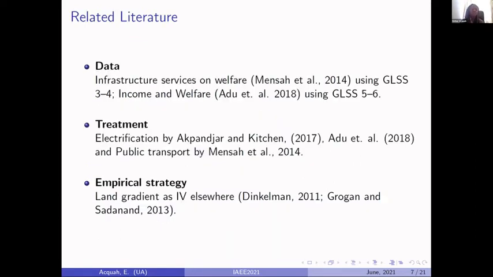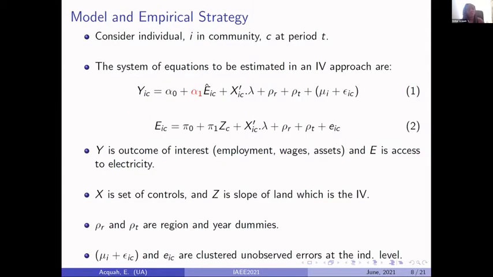Okay. There are several literatures that relate to my paper in terms of the data, in terms of the treatment, and then in terms of the empirical strategy. So how would the model look like? Let's just consider individual I in community C at time period T. Then I seek to estimate these two systems of equations.